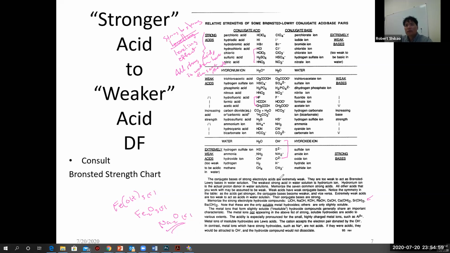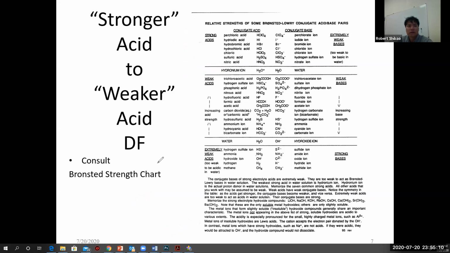So we use this chart. We don't memorize anything, we just use it. And the more we use it, the more familiar we become with it. It's not like we're going to memorize a bunch of stuff. We just use it frequently, and that's how we remember certain things. Eventually, we'll look at these structurally in detail to see what makes something a strong acid or a strong base, that kind of stuff.